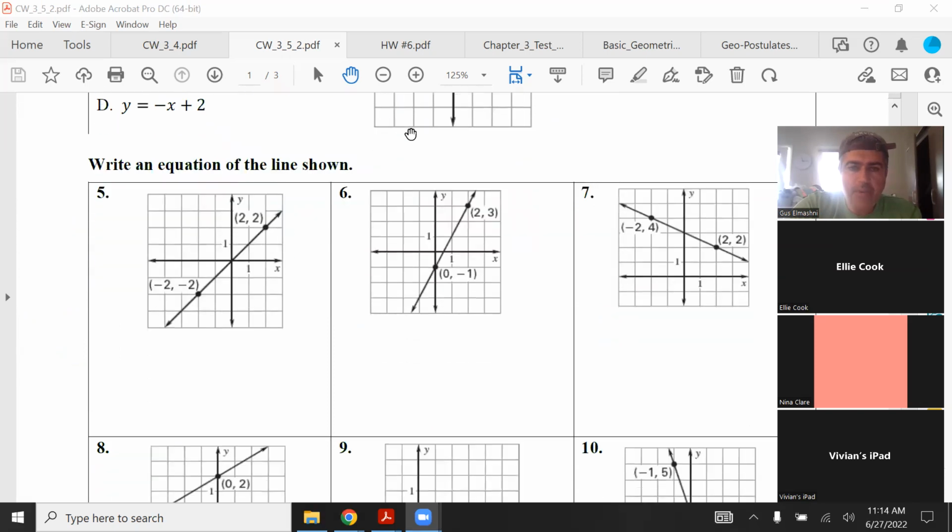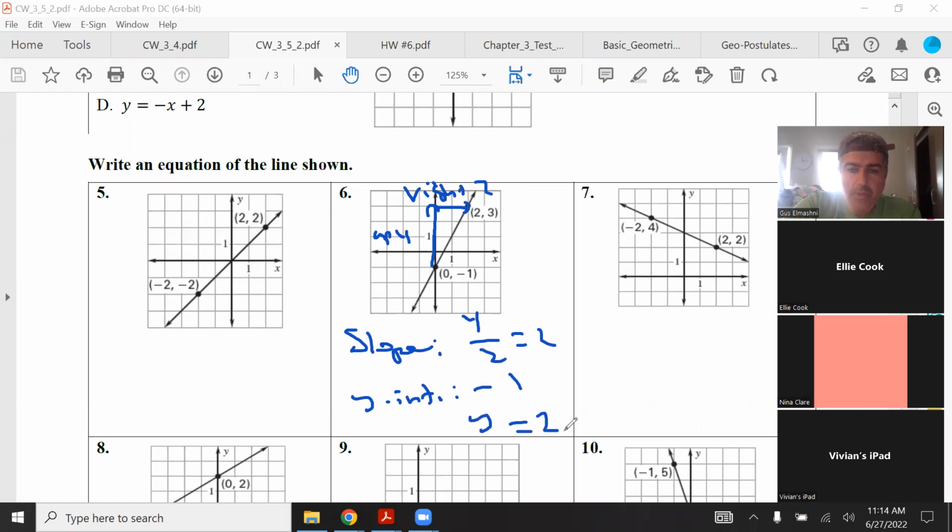So for number 6, you're asked to write the equation of a line. The slope looks like go up 1, up 2, up 3, up 4. Right 1, right 2. So the slope is up 4 over 2, so that's 2. The y-intercept is going to be negative 1, obviously. So there you go: y equals 2x minus 1. Very nice. That's number 6. Any questions about number 6?